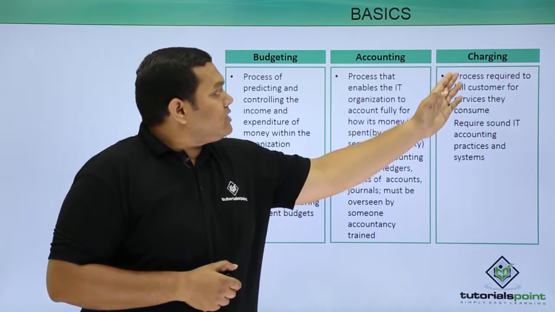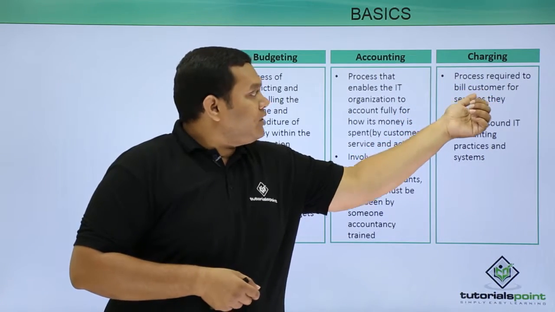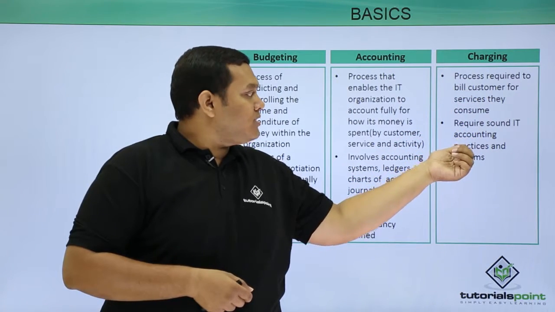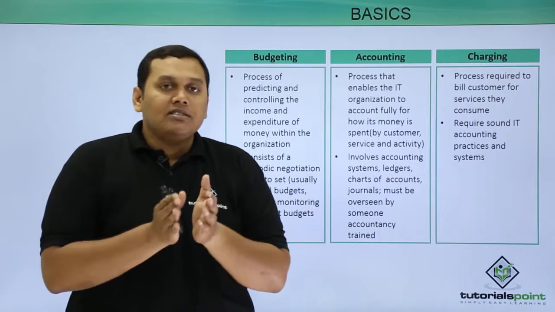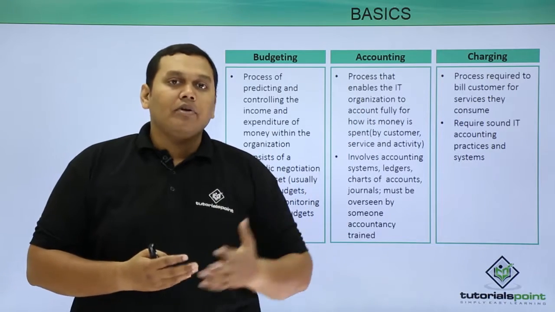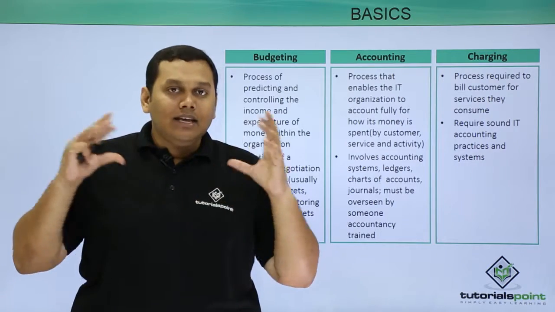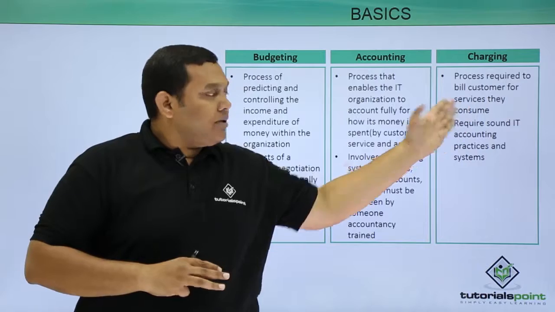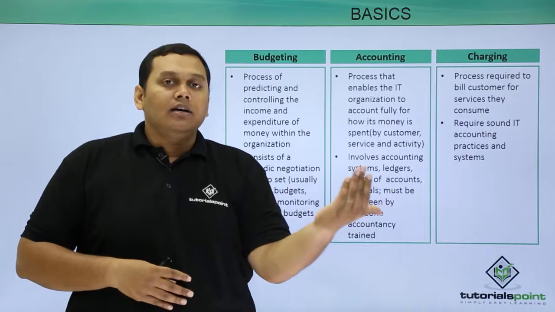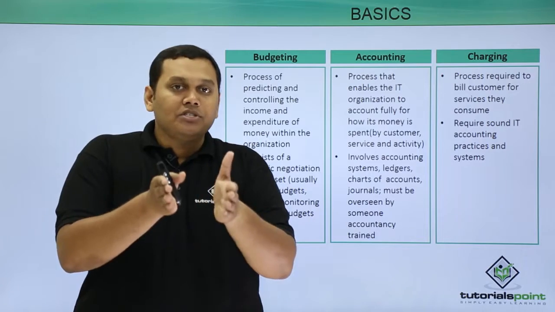You can also see charging, that is, how they are charged for their services. Charging is a process required to bill customers for the services they consume, and it also requires sound accountancy practices and systems. That means charging is done for each client. If Sonytel is providing internet service to ABC company, it might also provide to BCD company, XYZ company and RFQ company. Entirely, they charge their customers based on the services the customers consume. ABC might pay X rupees and BCD will pay Y rupees, according to the services they consume.